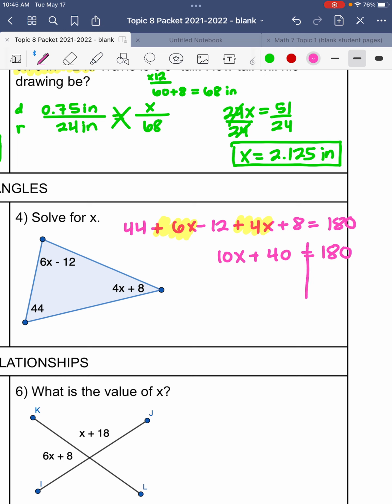Now this is a normal two-step equation that I can solve. I'm going to subtract 40 on both sides. So we have 10x equals 140. To get that x by itself, divide by 10 on both sides. So x equals 14.